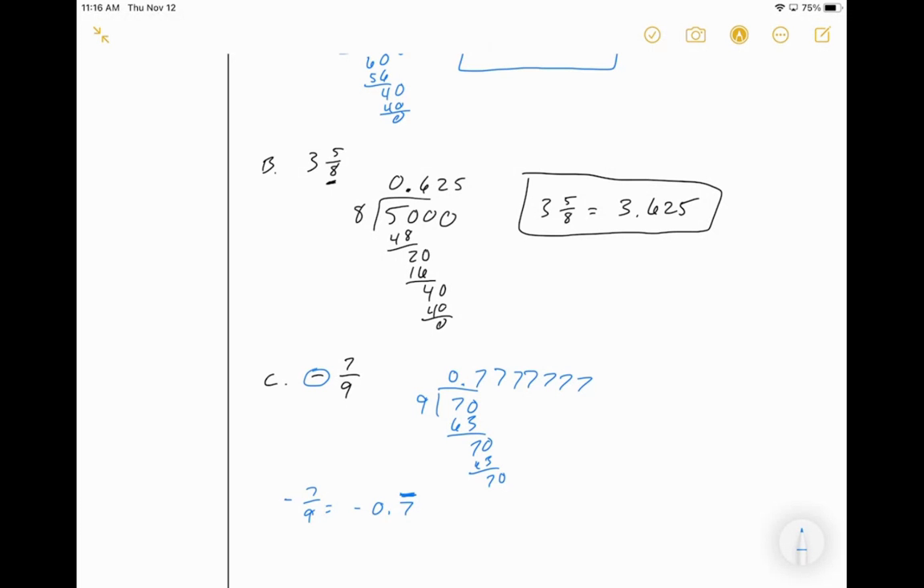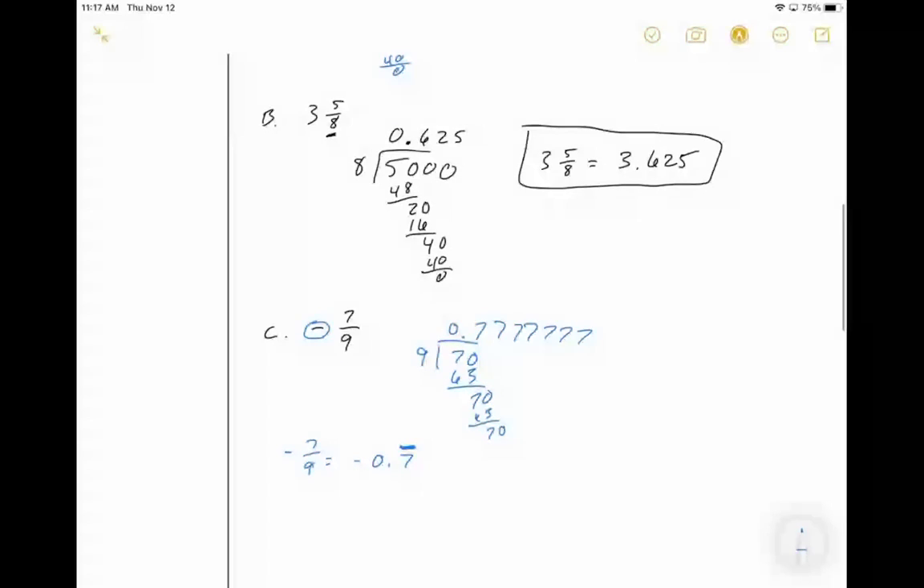Bar notation. Isn't that easier than writing a lot of 7s? Right? Okay. So all I did there was divide. And then I saw that I'm going to have all these 7s over and over and over again. So that means I put the bar notation. And don't forget about your negative sign either.